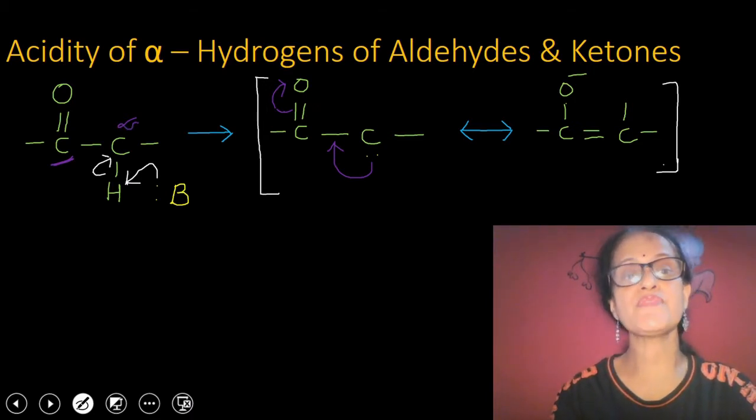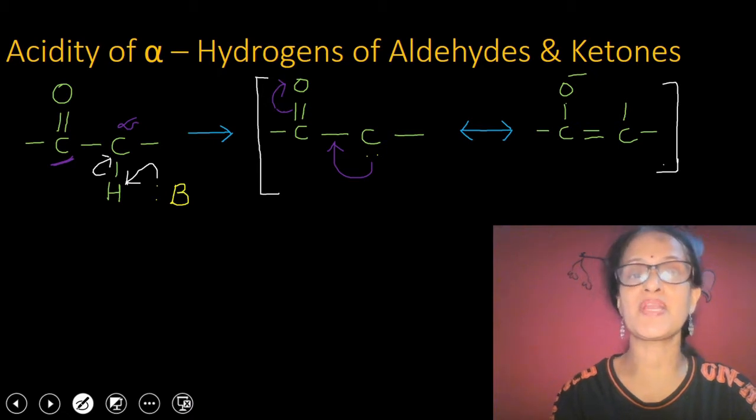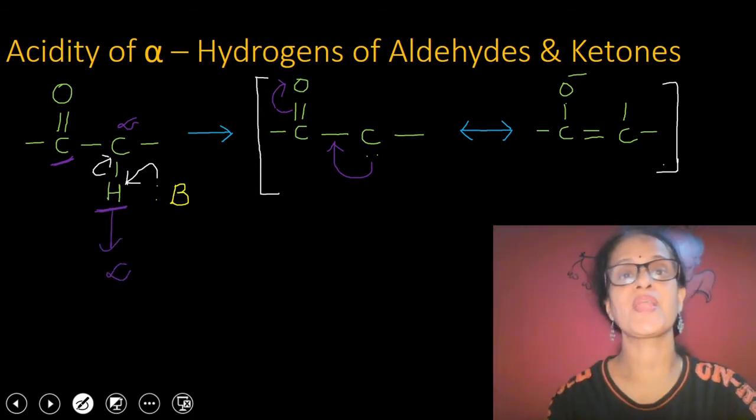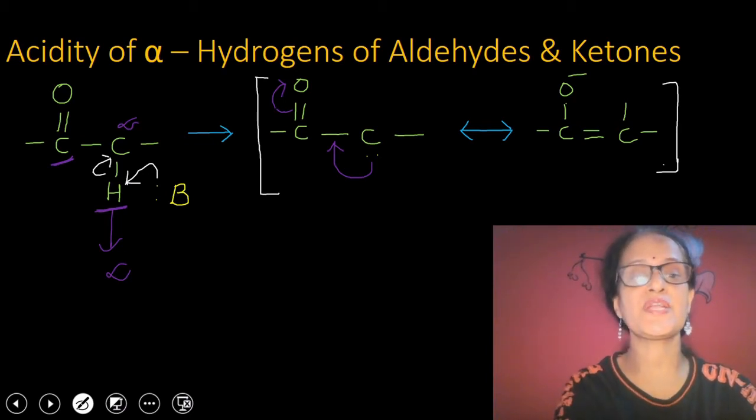Now the hydrogen which is attached to alpha carbon atom is called as alpha hydrogen atom. So you can see here, this hydrogen atom is alpha hydrogen atom. And this alpha hydrogen atom is acidic in nature. So we will see why this alpha hydrogen atom is acidic in nature.